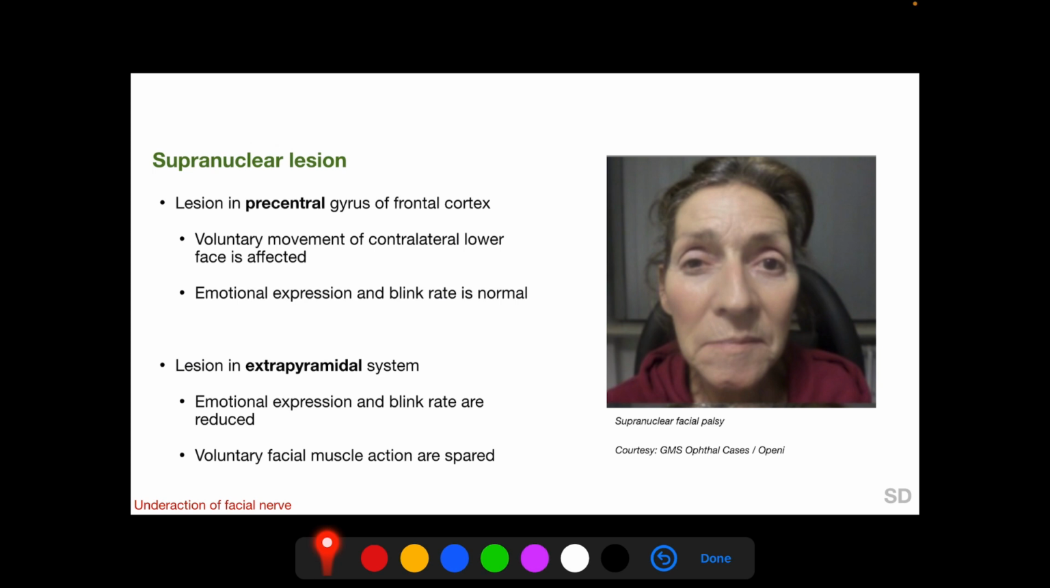An upper motor neuron lesion or supranuclear lesion affecting facial nerve function can be either in the motor area in the precentral gyrus of the frontal cortex or in the extrapyramidal system. If the lesion is in the precentral gyrus, then voluntary movement of the contralateral lower face is affected. However, emotional expression and blink rate are normal. But if the lesion is in the extrapyramidal system, then the emotional expression and blink rate are reduced, but voluntary facial muscle action is spared.